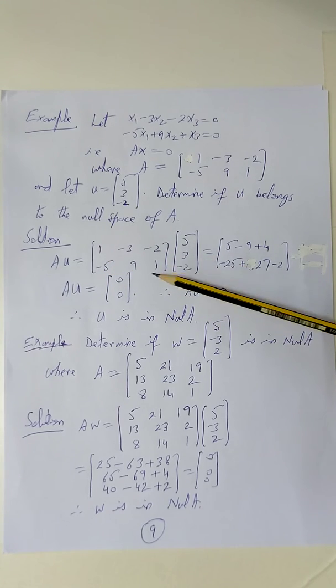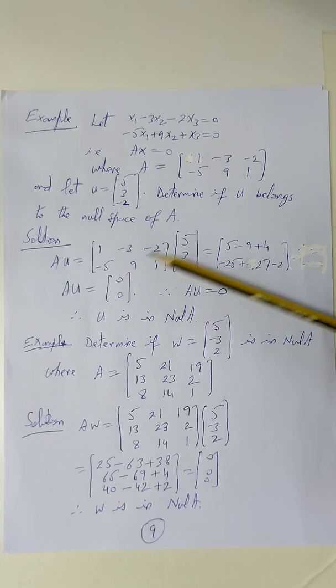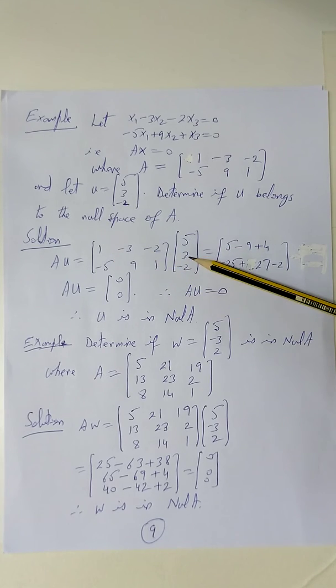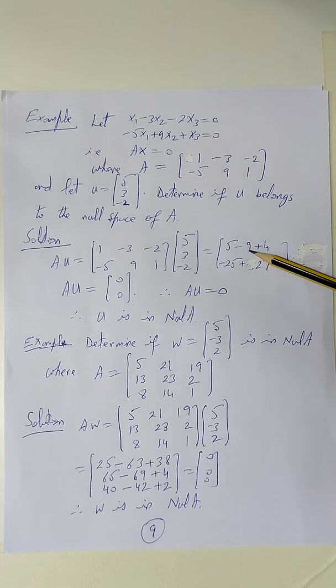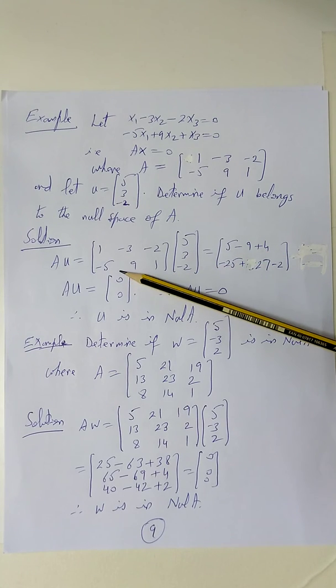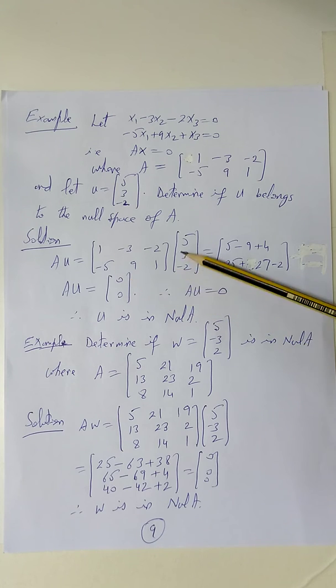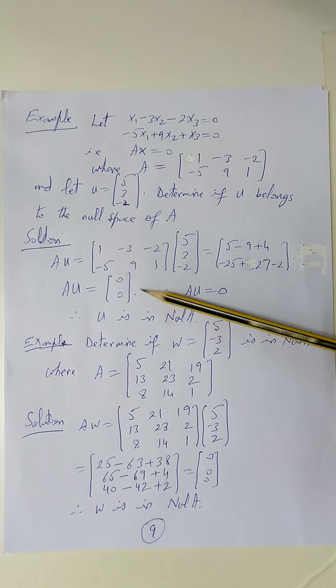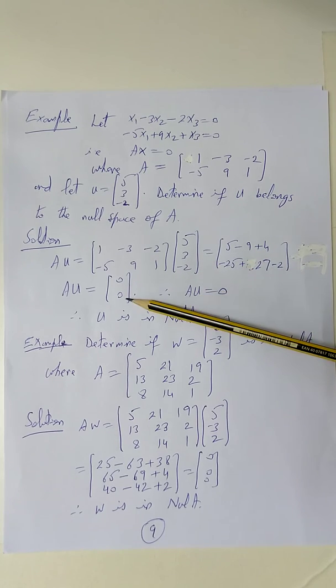You know how to multiply matrices. So you multiply 1 with 5, plus minus 3 with 3, plus minus 2 with minus 2. So you will get 5 minus 9 plus 4. Similarly, you multiply the second row: minus 5 multiplied by 5 is minus 25, plus 9 into 3 is 27, plus 1 into minus 2 is minus 2. Now if you simplify this, 5 plus 4 is 9, 9 minus 9 is 0, and minus 25 minus 2 minus 27 plus 27 is 0.